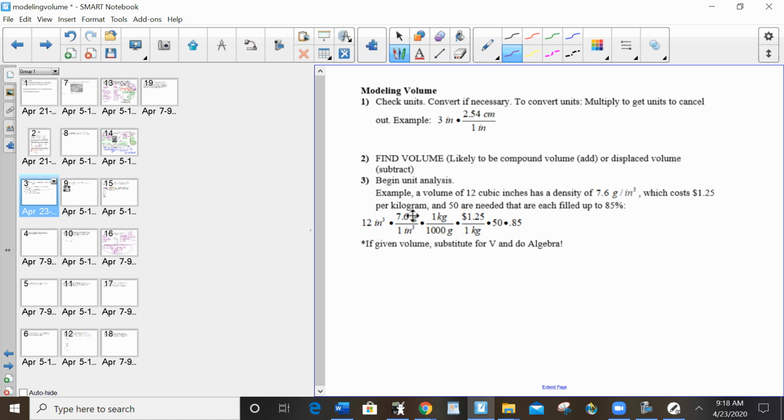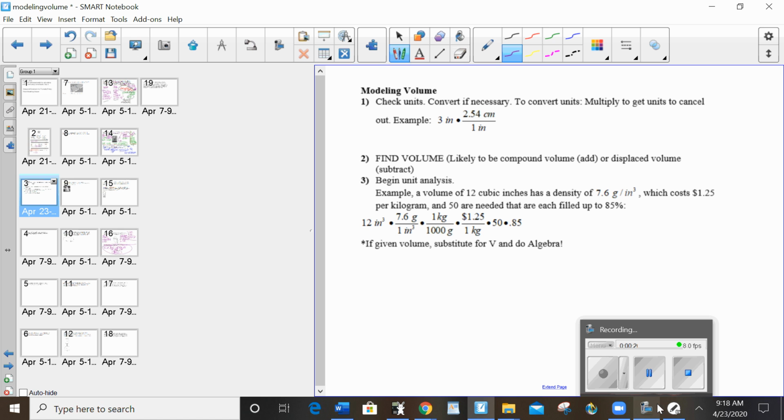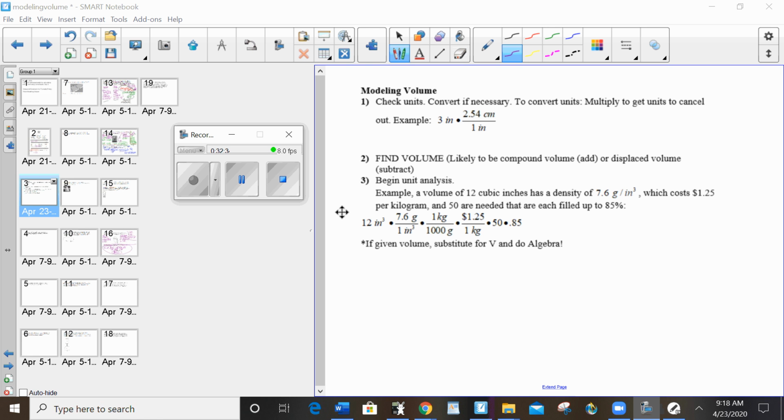Again, if it's a problem where it gives you volume, you're going to have to substitute in and use algebra to solve for whatever variable that you need. Again, it's a long lesson. It's something that needs practice, and hopefully that's what you're going to do with it. And that's all I got for you.